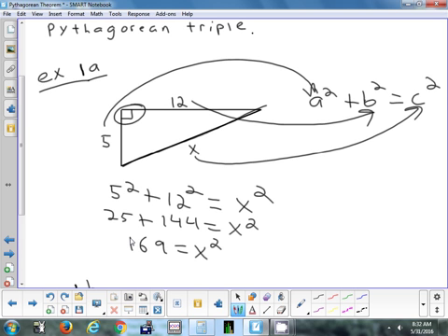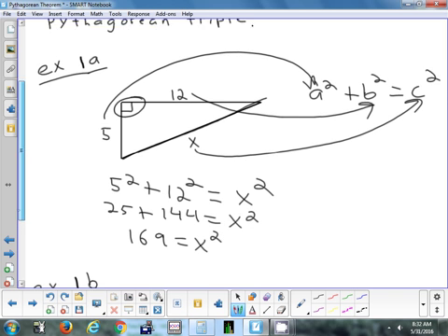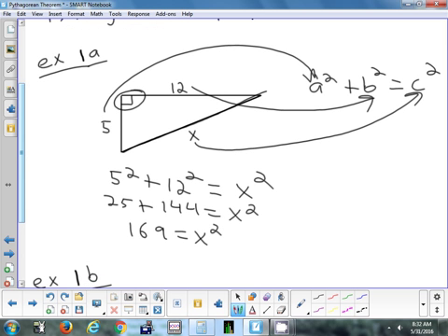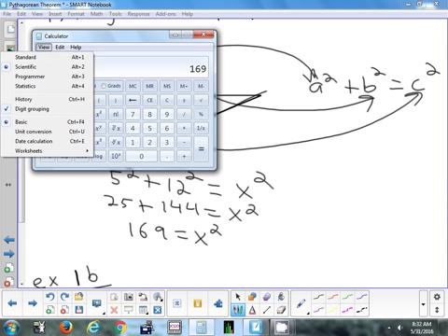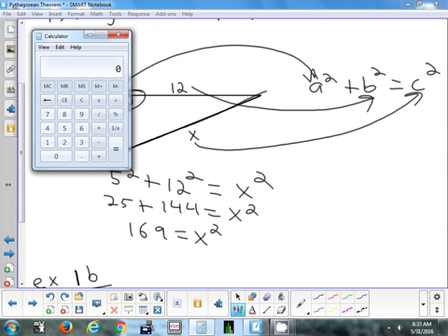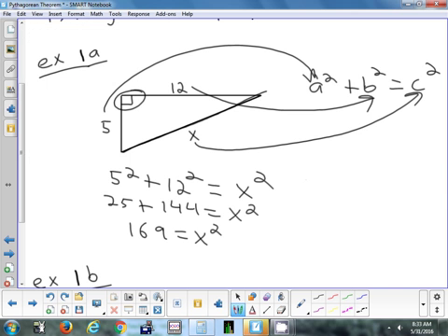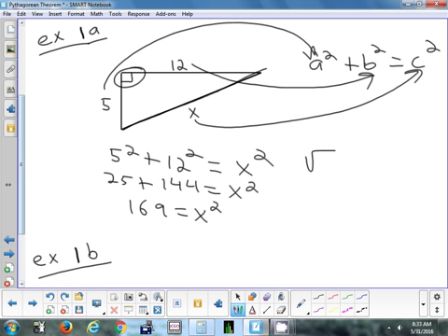Now, we don't have x by itself. Okay, the problem is this little 2. Okay? So this says x squared. Does anybody know the opposite of squared? There's a button for it. The square root. Yeah, it's called the square root. Okay, and it looks just like that.